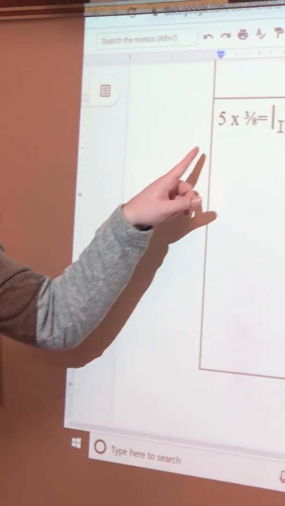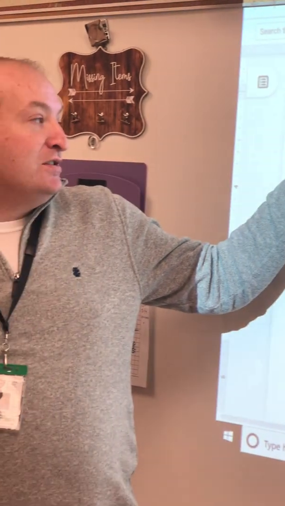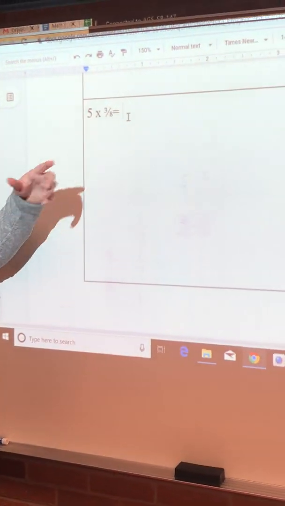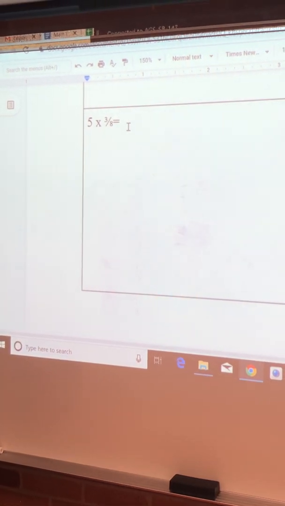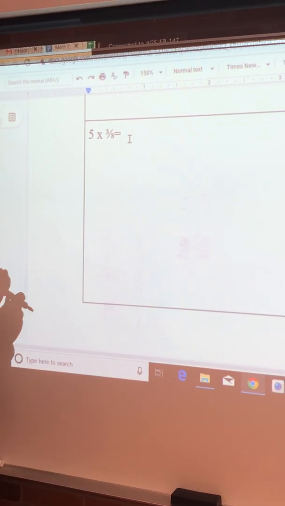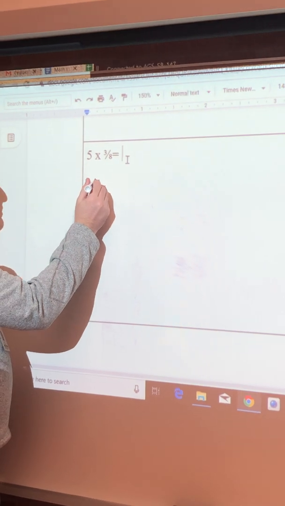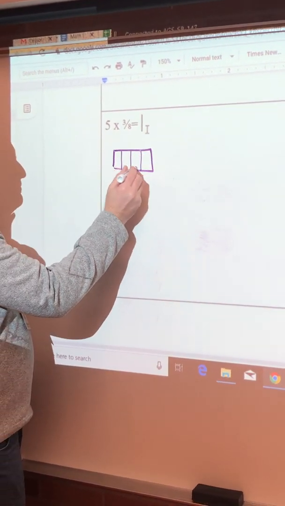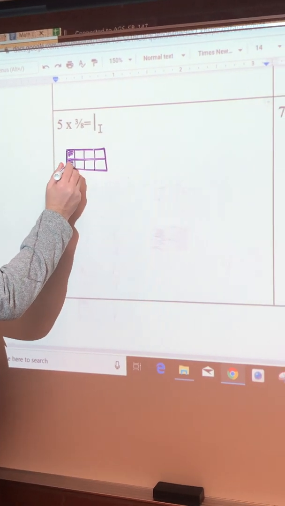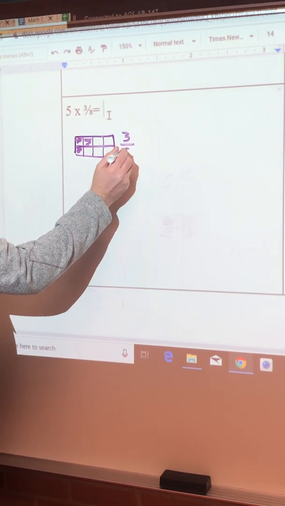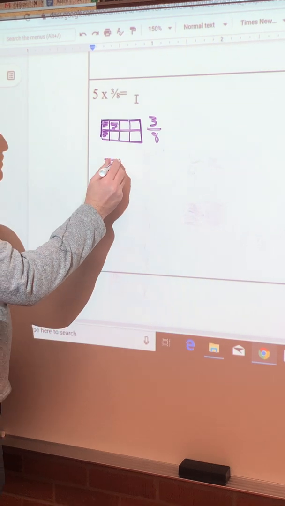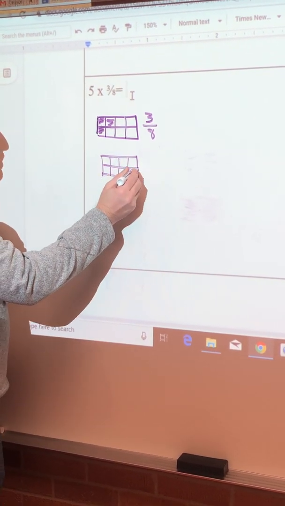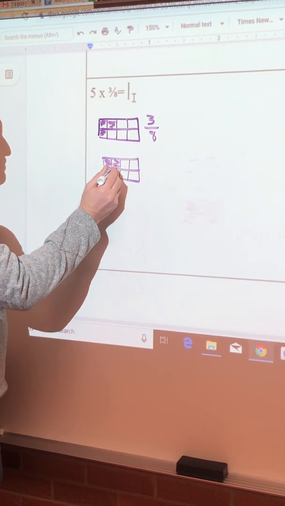The first problem that we have, or the third problem on this page, is 5 times 3/8, and we remember that 5 times 3/8 means 5 groups of 3/8. For this one, I'm going to use another rectangle to show this. So I'm going to show one group of 3/8. I'm going to draw 5 rectangles that show that. Take your time, make sure you go ahead and do this along with me. If you need to pause the video, you can do so.